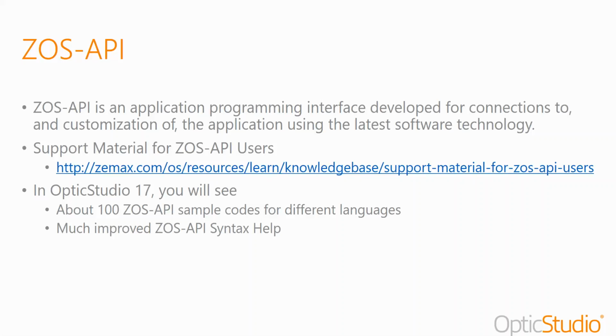So, in OpticStudio 17, you will see about 100 ZOS-API sample codes designed for different programming languages. And you will also find a much improved ZOS-API syntax help.